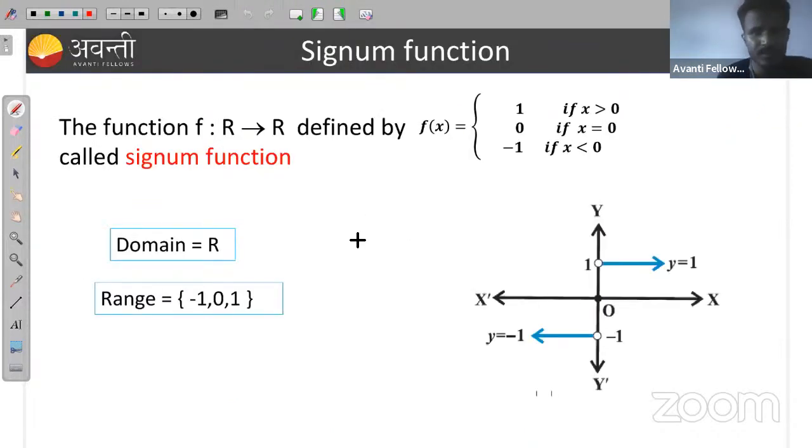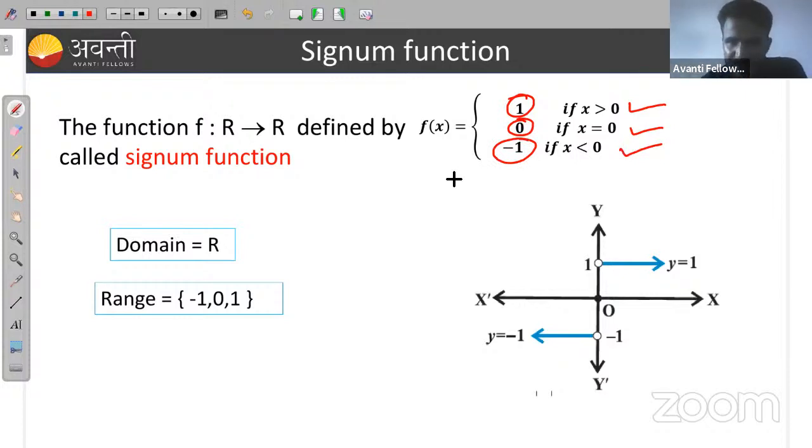Next is the Signum function. Signum function is something like that. If x is positive, the value will be 1. If x is 0, the value will be 0. If the input is less than 0, then it will be -1. It's simple. This function can take any real value, no issues. But if you put some positive input, you will get output as 1. And if you put 0, you will get 0. And if you put a negative number, then you will end up with -1.